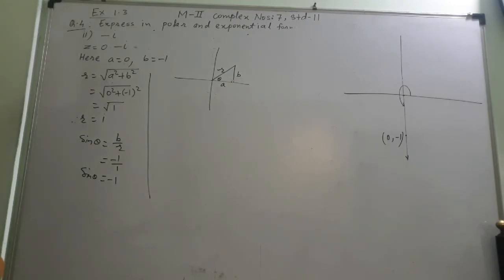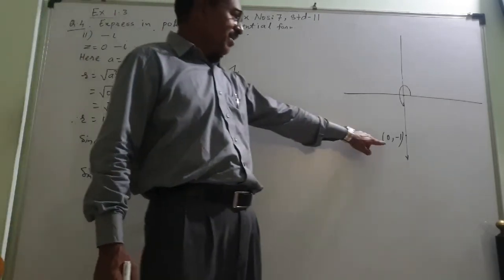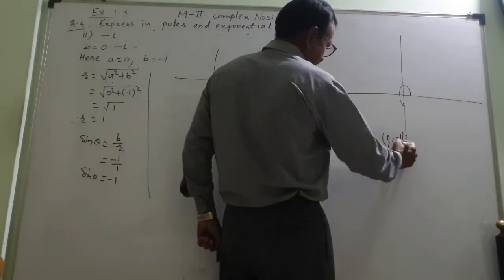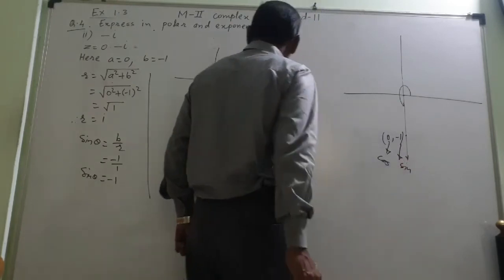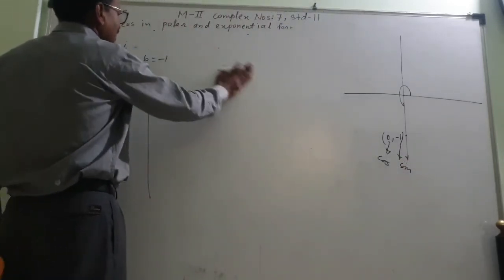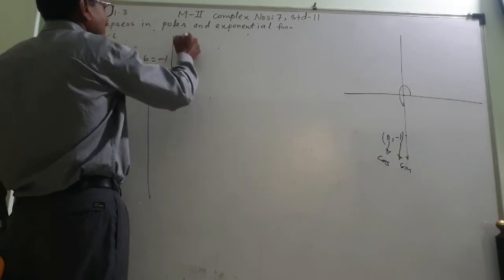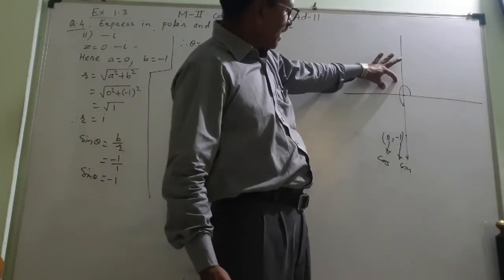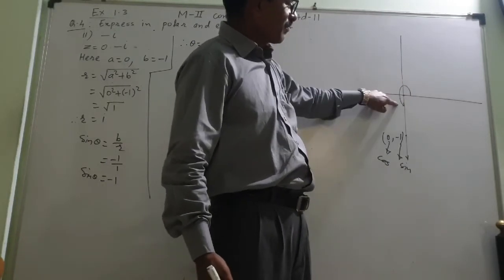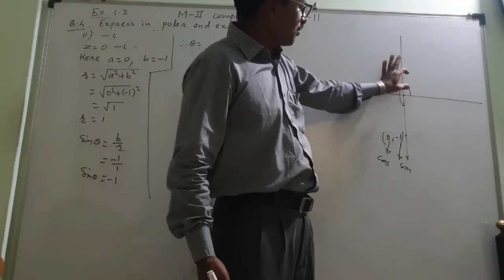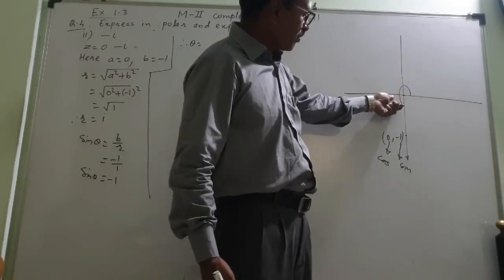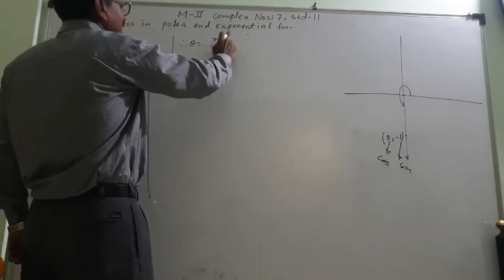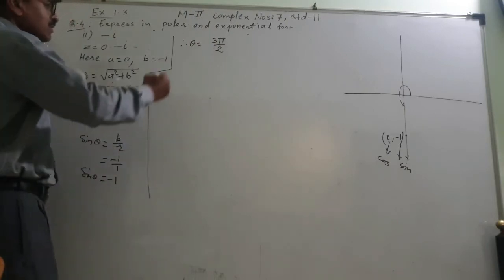Where is it lying? Where is minus sine? Sine value is minus 1 here. See this is cos. This is sine. Therefore from this I will say theta is equal to this much, 90, 90, 90, which means 270. So this is pi by 2, pi by 2, pi by 2. So theta is equal to 3 pi by 2. This is in radians.